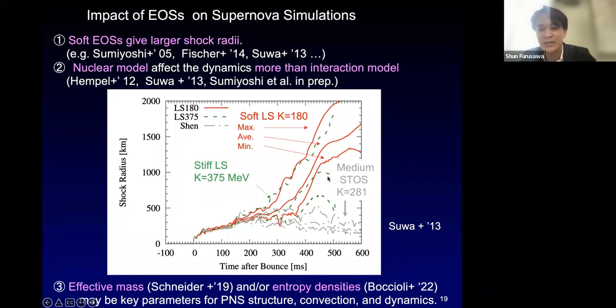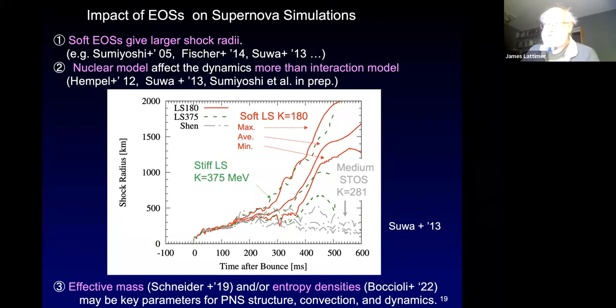Yes, you are right. STOS and LS EOS have different effective mass and entropy densities. So indeed, for this comparison, we should check it. Thank you for the excellent talk, by the way. Thank you.